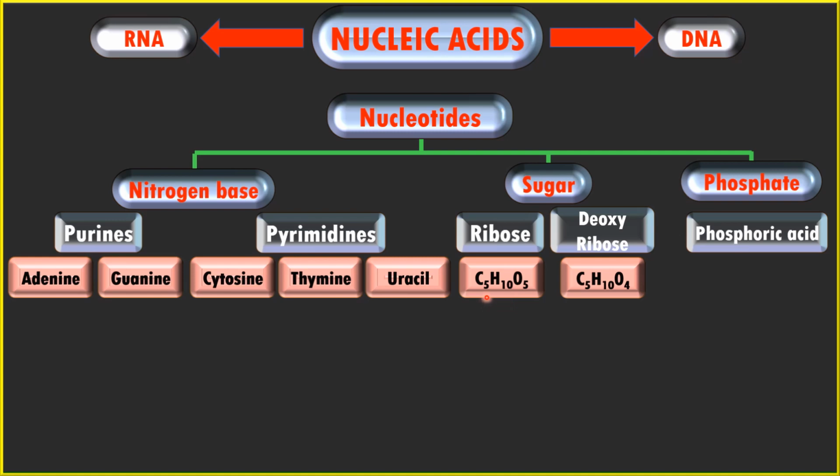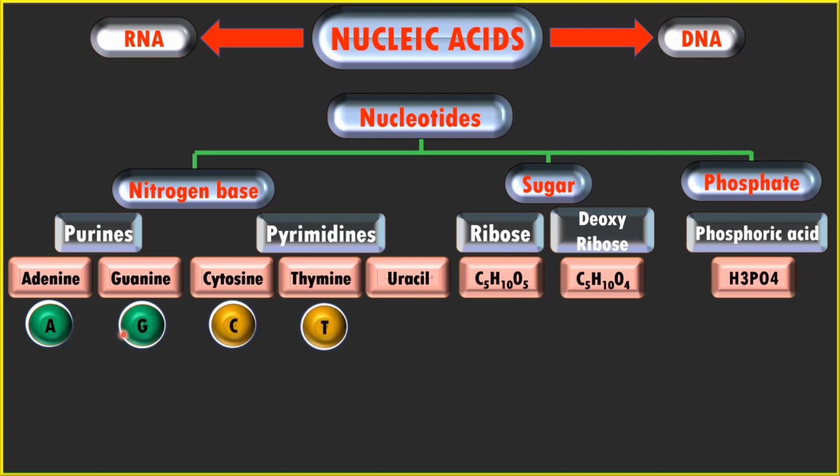So pentose means the sugar containing 5 carbons. So molecular formula of ribose sugar is C5H10O5, whereas deoxyribose sugar is C5H10O4. So in deoxyribose sugar there is one oxygen less as compared to ribose sugar, whereas phosphoric acid is written as H3PO4. Now here A, G, C, T, U, these are the symbols of these nitrogen bases. You must be aware of these symbols.